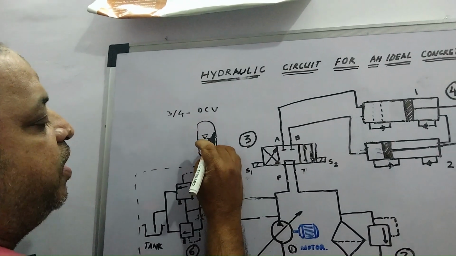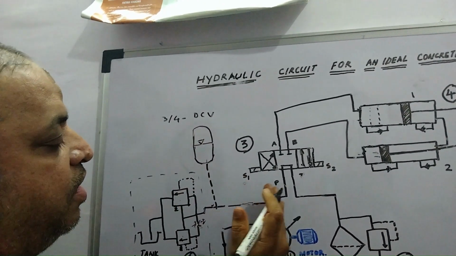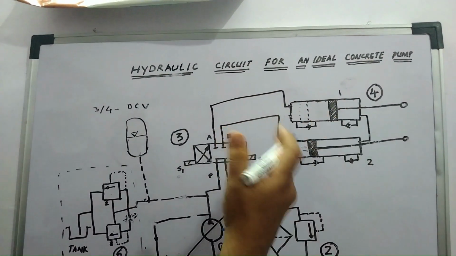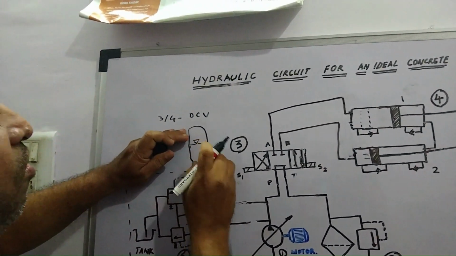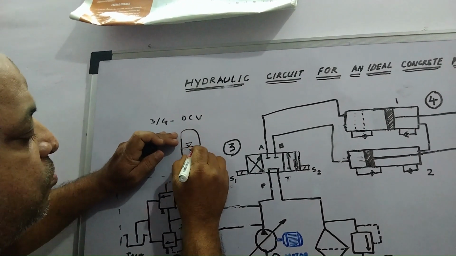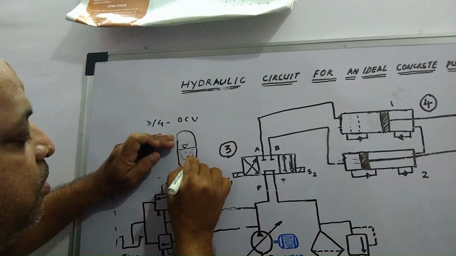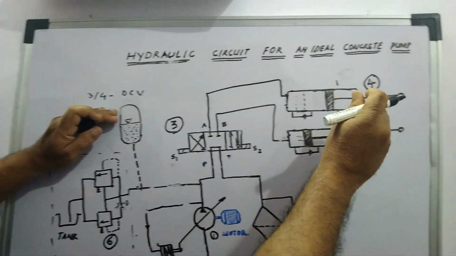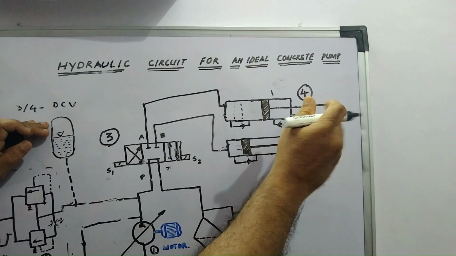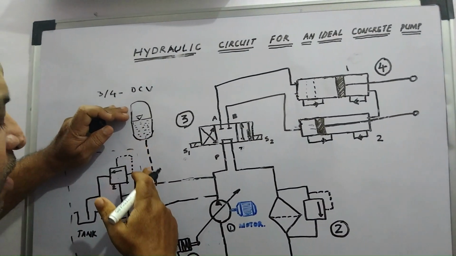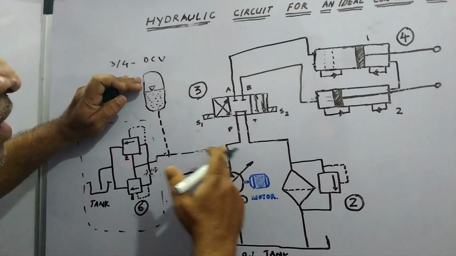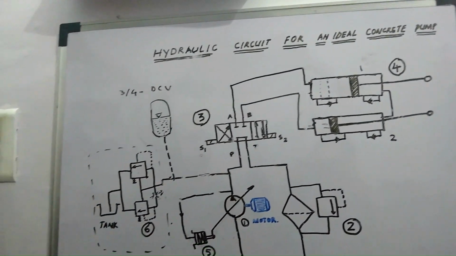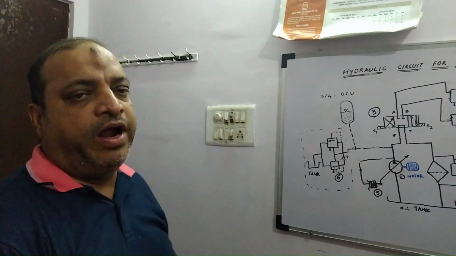The accumulator has a bladder. It will take the entire oil inside until the load has been cleared, meaning until the concrete has been cleared. The oil is accumulated in the accumulator to the maximum extent. As soon as the concrete has been cleared, the oil will come back to the line through the accumulator and start the operation. So this is the function of a normal concrete pump hydraulic circuit.